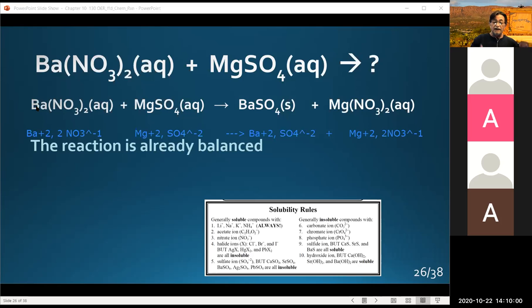If I have 1 billion molecules of barium nitrate, how many molecules of magnesium sulfate would I need? 1 billion. How many molecules of barium sulfate would I make? 1 billion. What's the ratio? 1 to 1. There's a 1 in all of them. So if I have 1 billion molecules of barium nitrate, I need 1 billion molecules of magnesium sulfate, which would give me 1 billion molecules of barium sulfate, which would give me 1 billion molecules of magnesium nitrate.